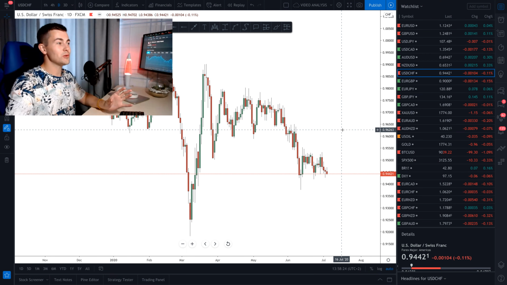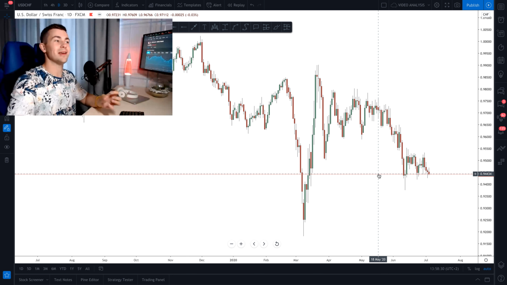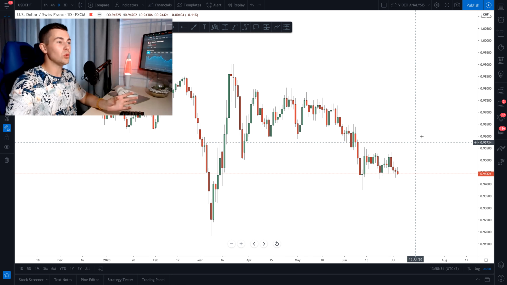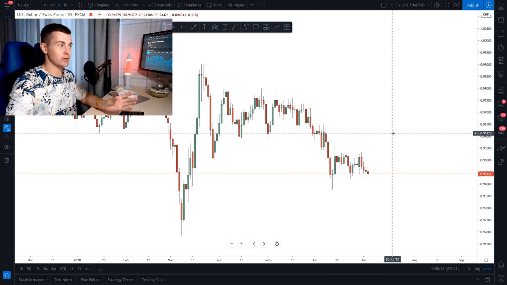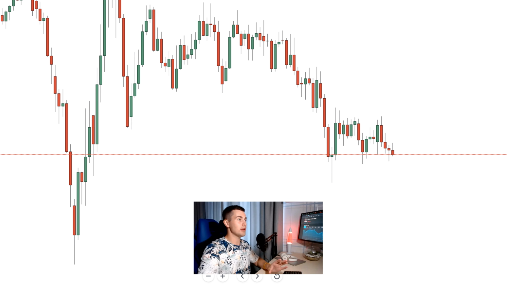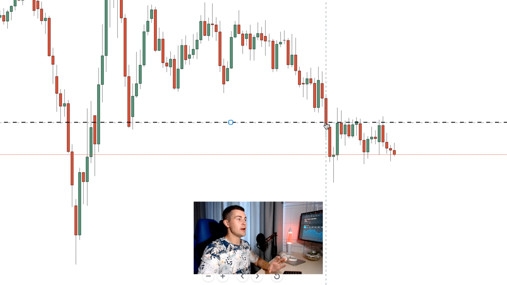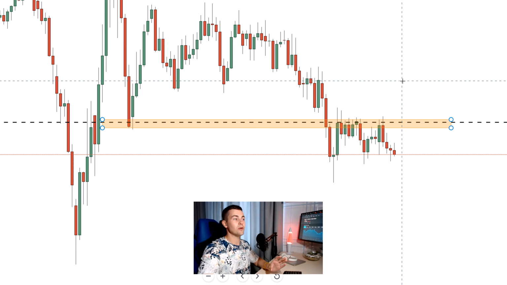Alright, to discuss structure paralysis, we will analyze the dollar Swiss pair and see what structure paralysis means. First of all, we're right now on the daily chart. The first thing to notice right here is that the market is trading below this key daily structure. We have our strong key daily structure and the market clearly respects that.